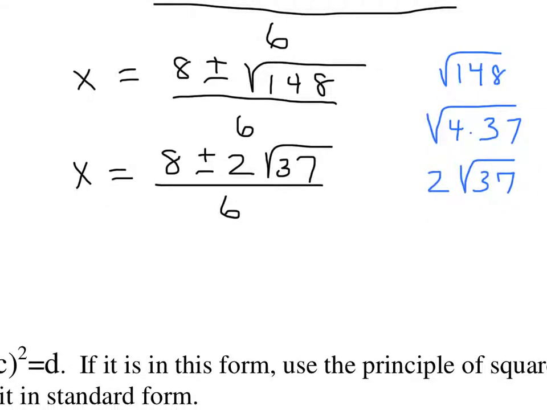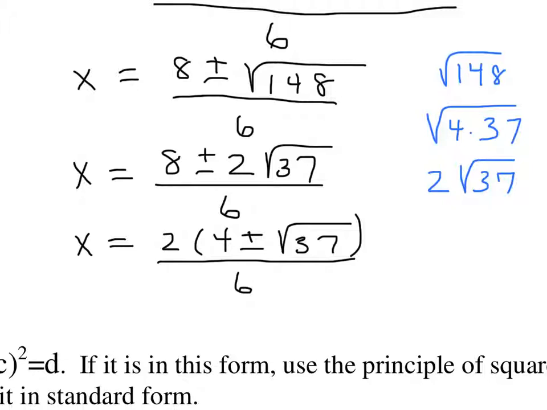We need to simplify this. We'd like to cancel. We've got lots of 2's, but you must factor before you cancel. Factor out a 2. Then you can cancel. 2 goes into 6 3 times. So our final answer is 4 plus or minus the square root of 37 all over 3. And that's our solution.